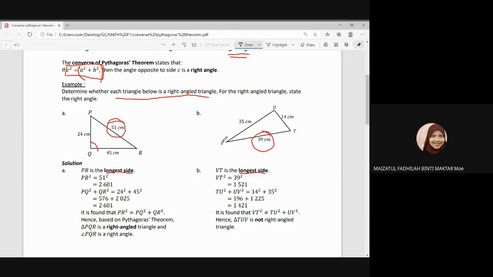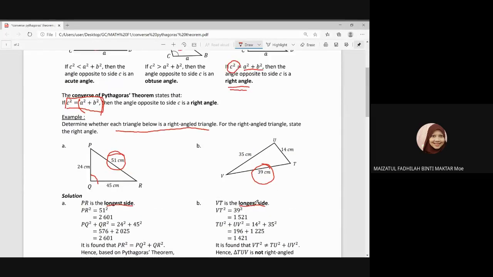Right, then plus both sides here: 35 square plus 14 square. You will get 1421. Okay, so we can say that BT square here is not equal to PU square plus UV square, which means the triangle TUV is not a right angle triangle.